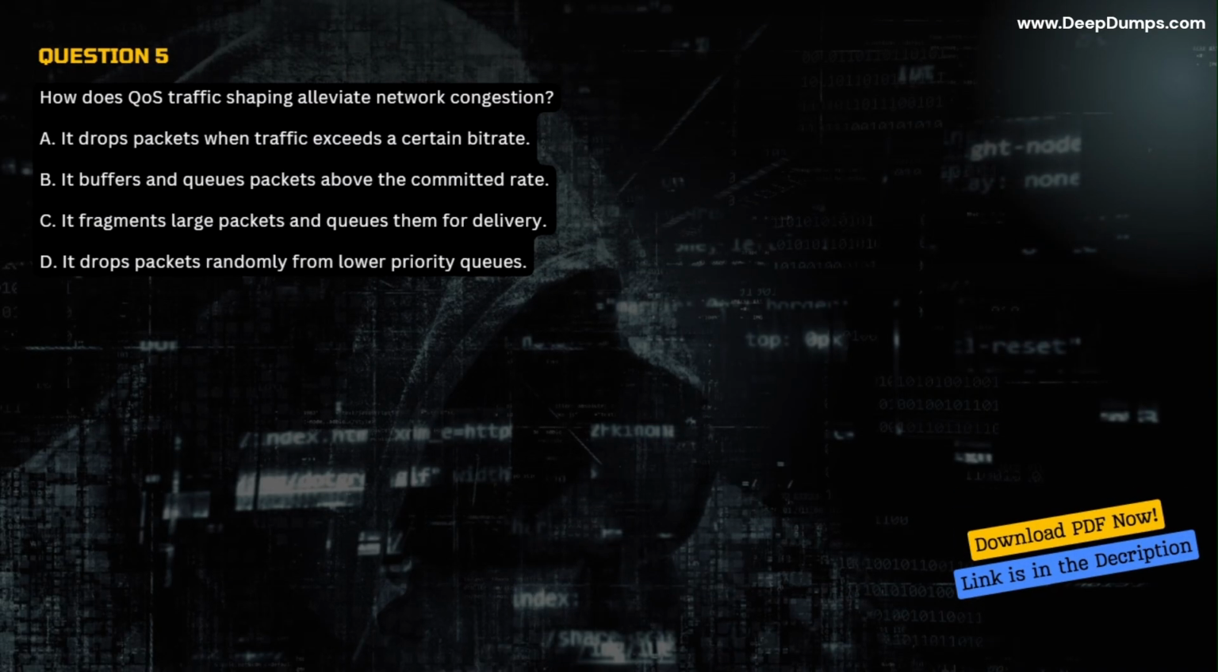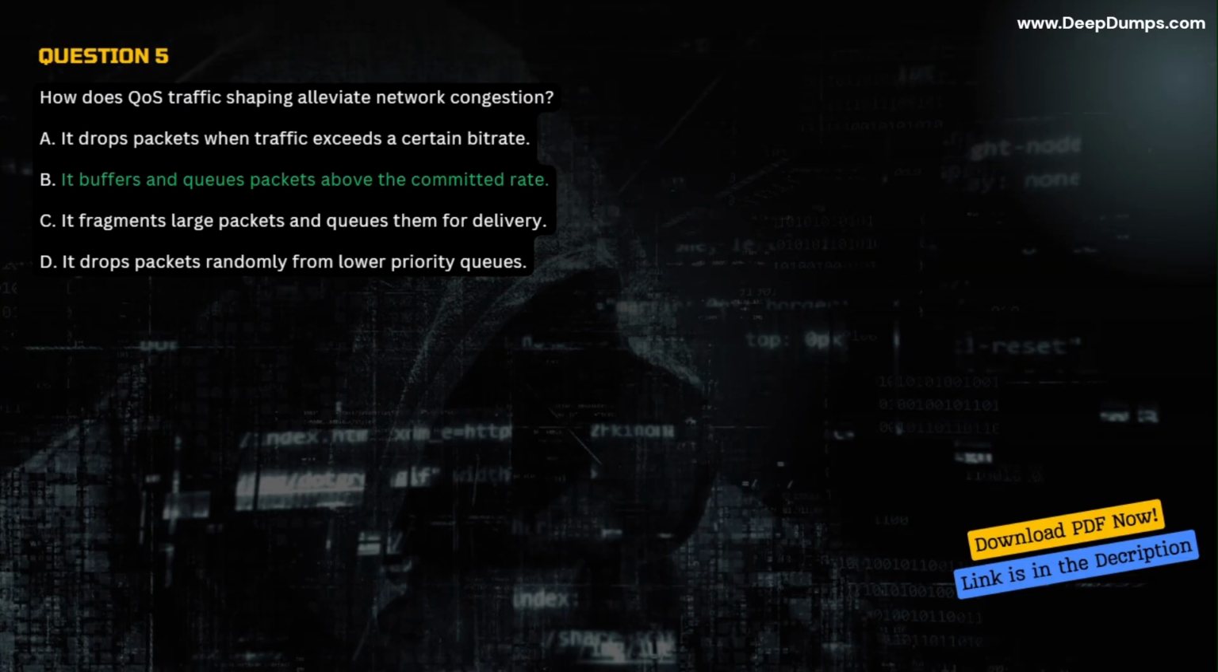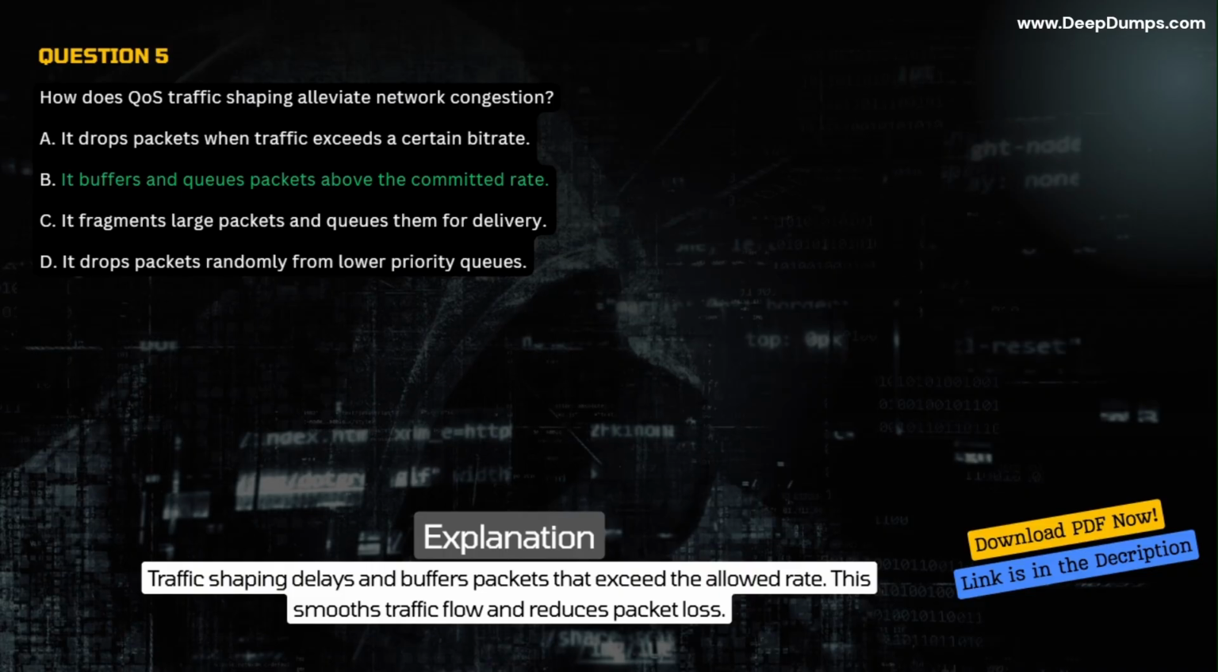Question 5. How does QoS traffic shaping alleviate network congestion? A. It drops packets when traffic exceeds a certain bit rate. B. It buffers and queues packets above the committed rate. C. It fragments large packets and queues them for delivery. D. It drops packets randomly from lower priority queues. Correct answer B. It buffers and queues packets above the committed rate. Explanation. Traffic shaping delays and buffers packets that exceed the allowed rate. This smooths traffic flow and reduces packet loss.